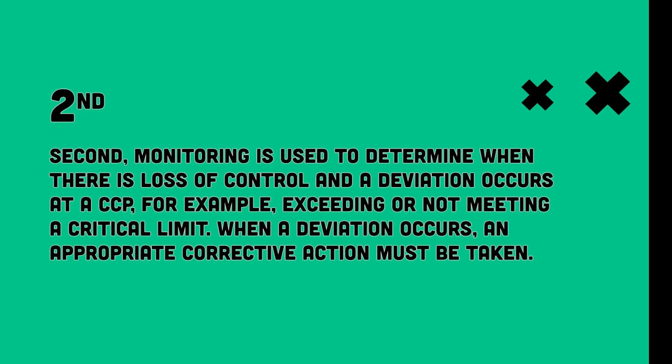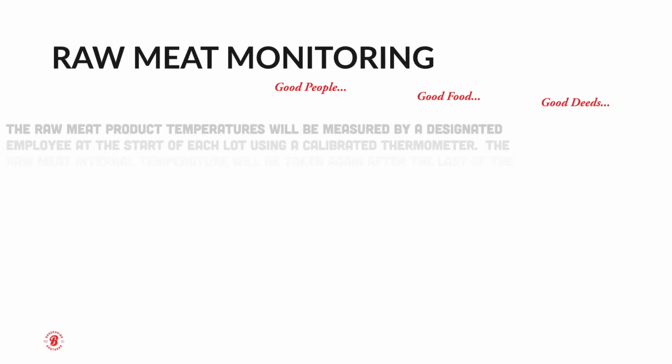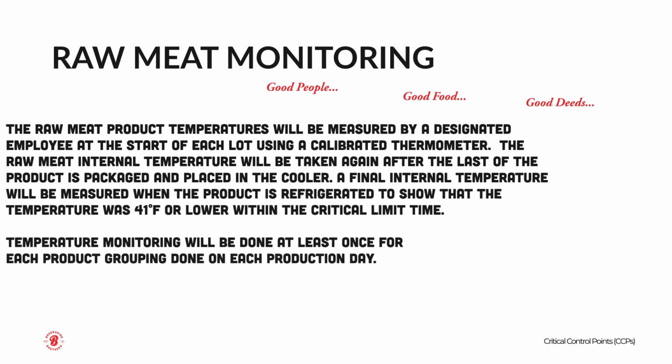Second, monitoring is used to determine when there is a loss of control and a deviation occurs at a CCP. For example, exceeding or not meeting a critical limit. When a deviation occurs, an appropriate corrective action must be taken. Third, it provides written documentation for use and verification. The raw meat product temperatures will be measured by a designated employee at the start of each lot using a calibrated thermometer.